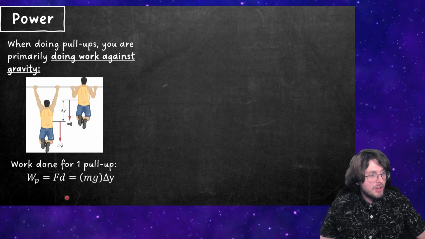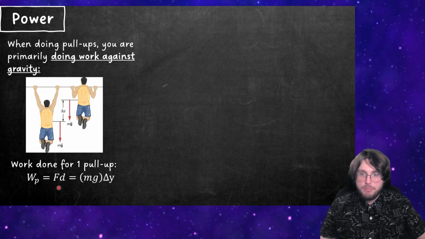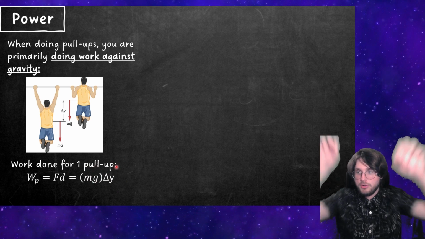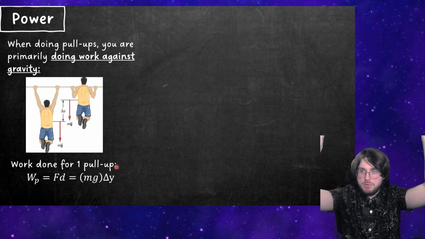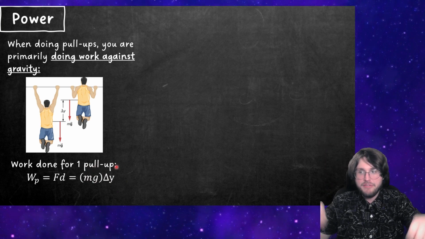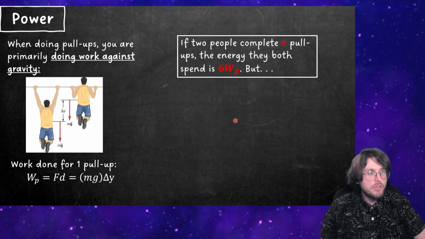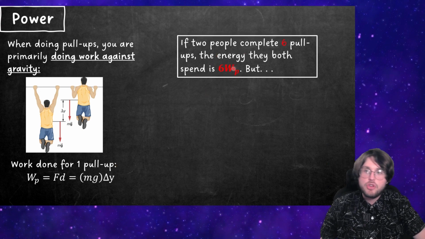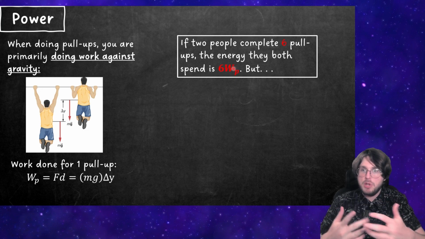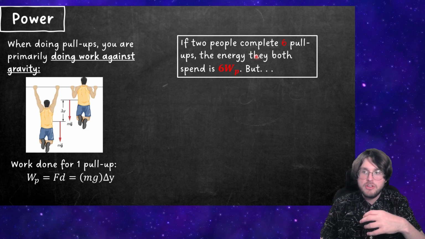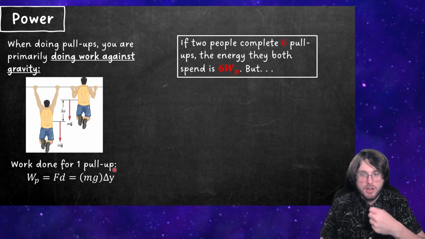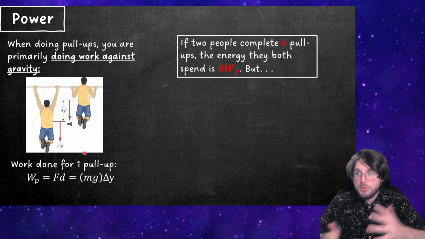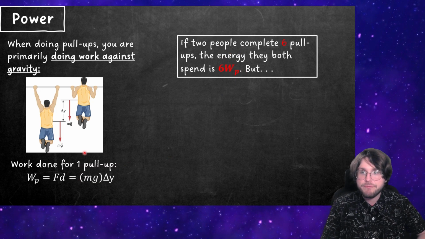So the work done for one pull-up would be force times the displacement, or force of gravity times delta y. You're doing work: the force you're applying is your own force due to gravity, and the displacement is delta y. So in general, say two people were completing 6 pull-ups, and the energy that they both spent was about 6 times the work of one pull-up. So they both spend the exact same amount of energy.